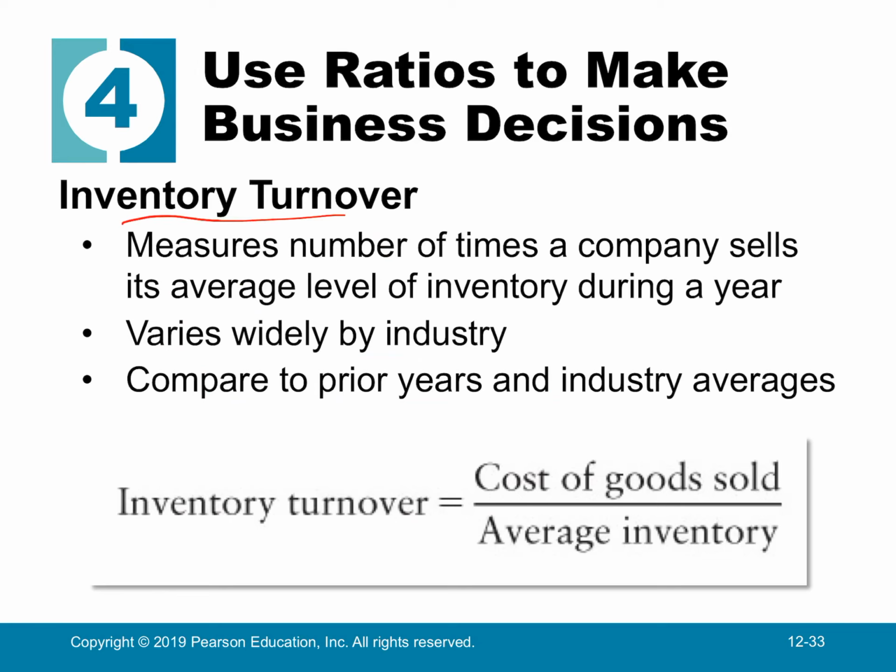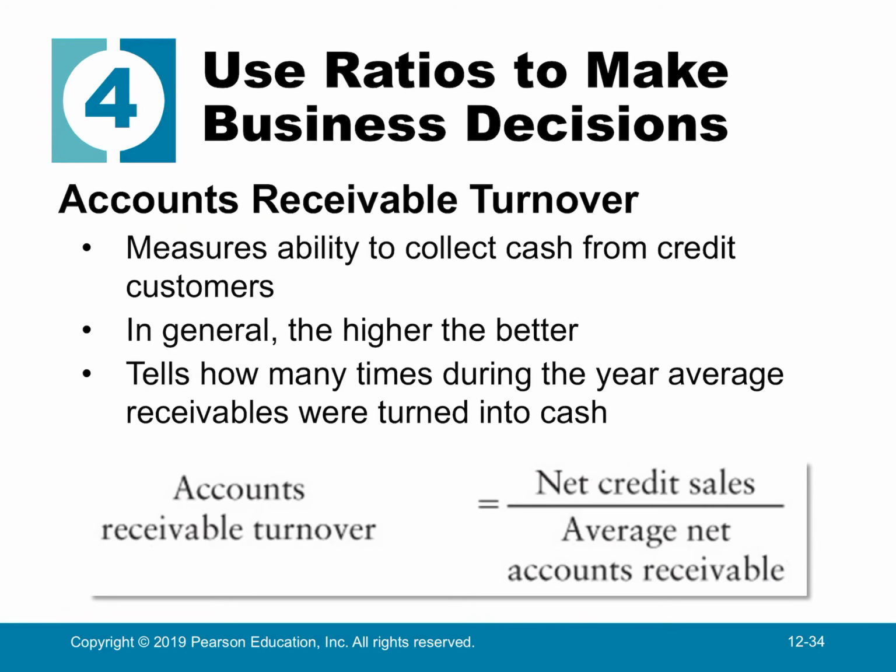As a reminder, we take our cost of goods sold for a period, divide it by the average inventory for a period. So just remember, when you're doing the average, you're just doing beginning plus ending divided by 2. So for accounts receivable turnover, we're going to take the net credit sales divided by average net accounts receivable. So again, beginning plus ending divided by 2.